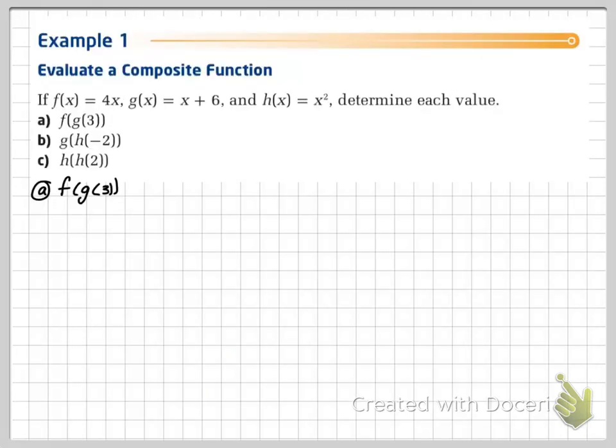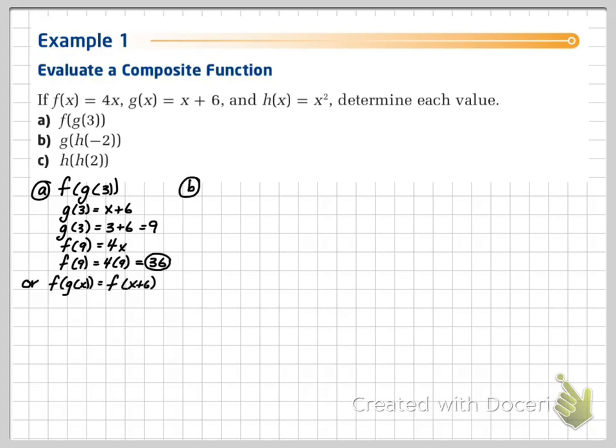Evaluate a composite function. Here we have three functions. F of x is 4 times x, g of x is x plus 6, h of x is x squared. Determine each value. For a, we want to find f of g of 3. Well, first of all, what we're going to do is plug 3 into g of x. G of 3, which is x plus 6, is going to be 3 plus 6, and that's going to give us 9. Now, f of g of 3 is going to become f of 9. F of 9 is 4x. 4 times 9 is 36. So f of g of 3 is 36.